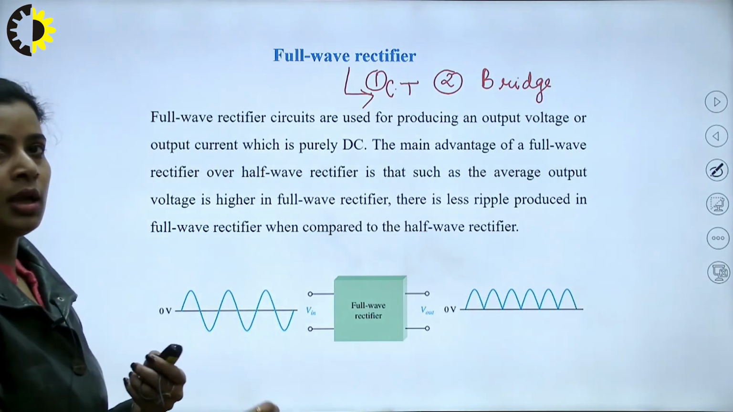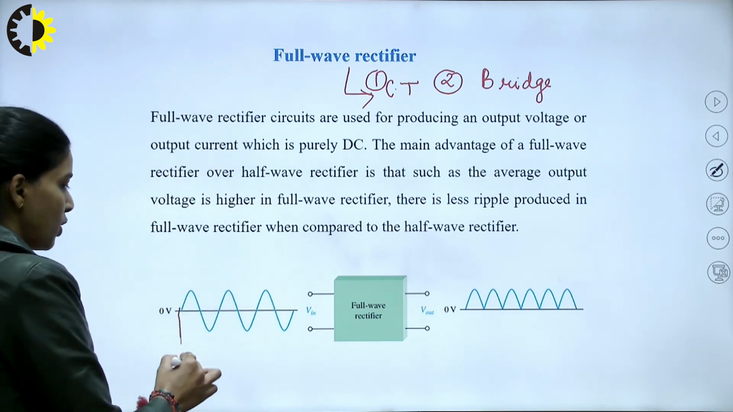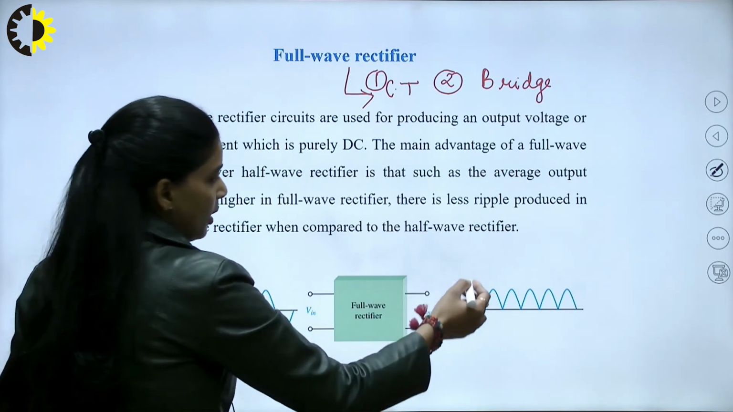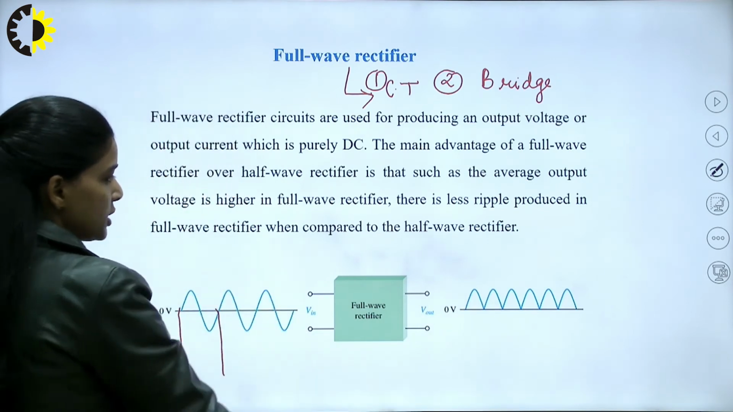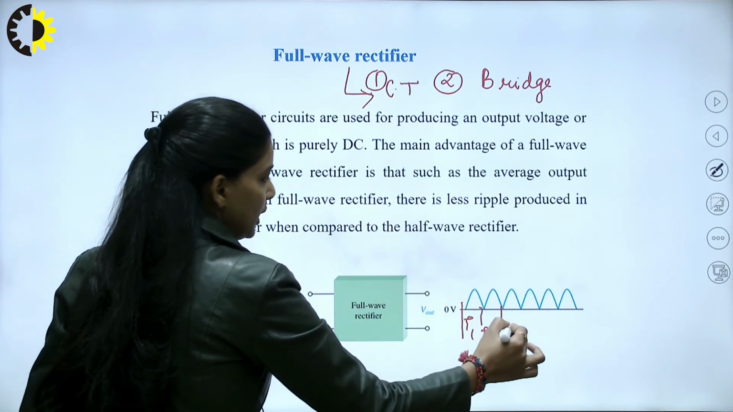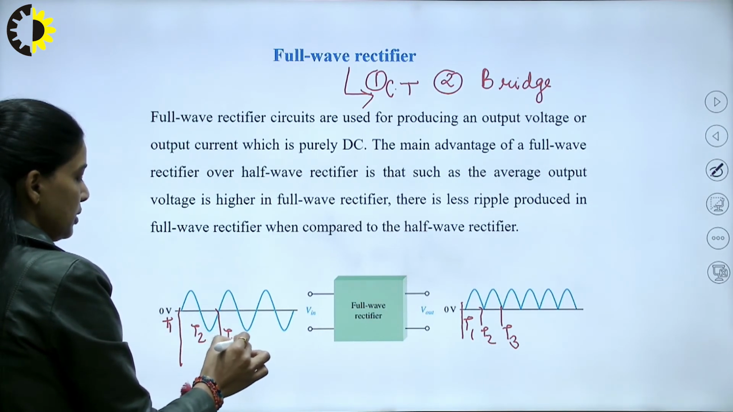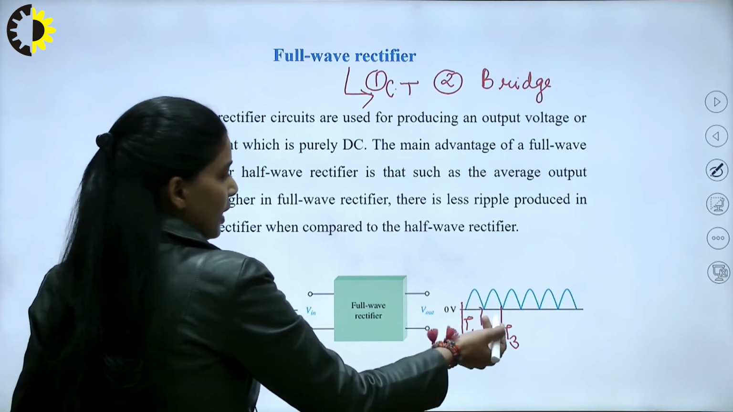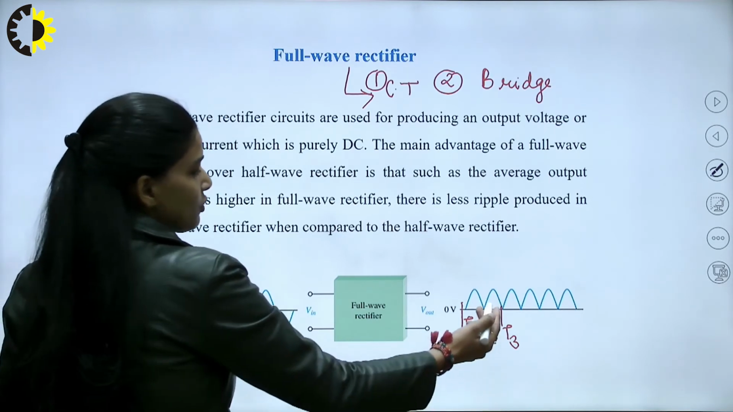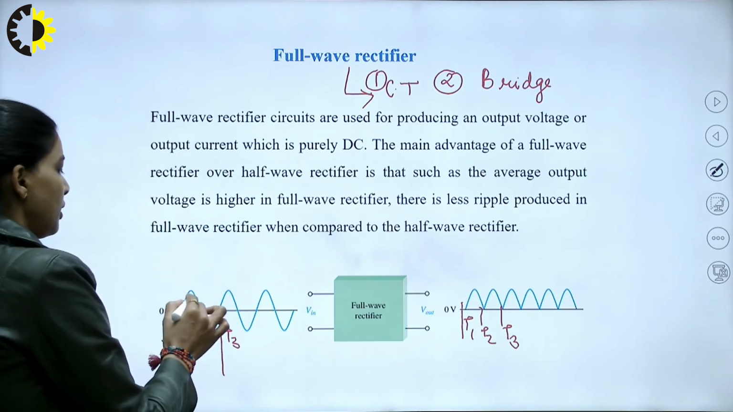Full wave rectifier rectifies the full wave of the input. Full wave means for the complete cycle it provides the rectification. Here in the diagram I have tried to represent the full rectification. If I represent it with T1, T2 and T3, here in this figure, you can see we are getting output for T1 to T2, that is the positive cycle, as well as for T2 to T3, that is the negative cycle of the input.